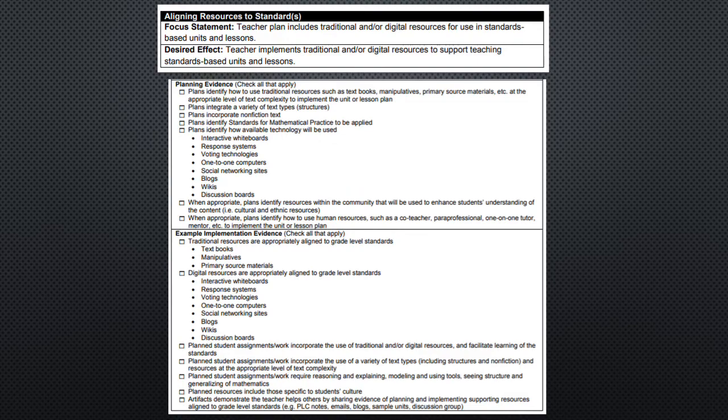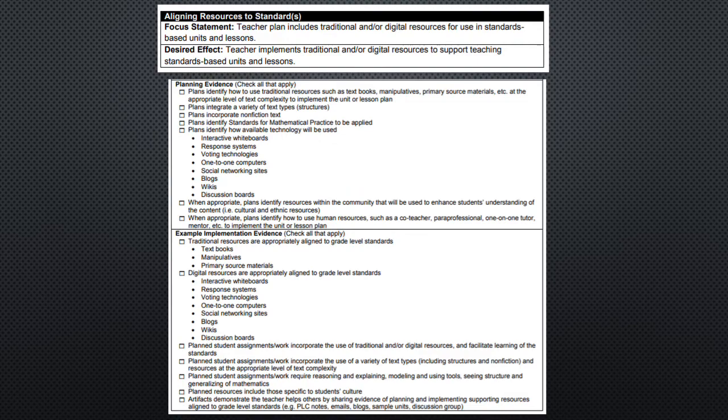Nonfiction text and materials with a wide variety of text structures should be incorporated. When appropriate, the standards of mathematical practice utilized in the unit or lesson should be identified in the plans. Also detailed in the plans are available digital resources that will be used to implement the standards-based unit and lessons. These may include interactive whiteboards, response systems, one-to-one computers, blogs, wikis, social networking sites, or discussion boards. In addition, community resources may be used to enhance students' cultural connections to the content.